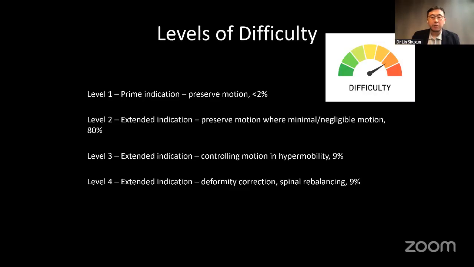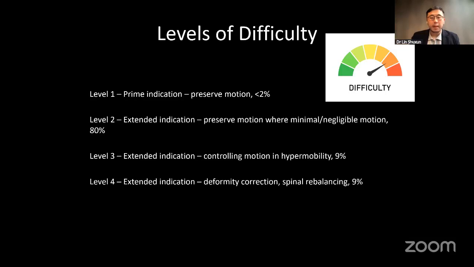We believe ADR cases fall into 4 levels of difficulty. Level 1, prime indication, and the aim is to preserve inherent motion. Again, far and few cases, usually less than 2% of all cases that we see. Level 2 is the bulk of what we see and do, about 80% of cases. Extended indications where patients have the conditions mentioned on the previous slides, and we preserve motion where there's minimal or negligible native motion. Level 3, where the patient has hypermobility, and we control motion leveraging on the unique properties of certain implants, specifically fixed core implants. Level 4 is the most technically demanding, where deformity is corrected and spinal rebalancing is performed.